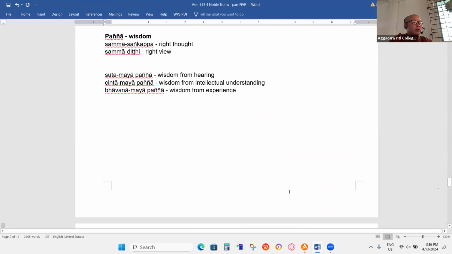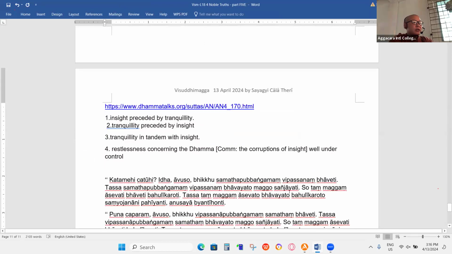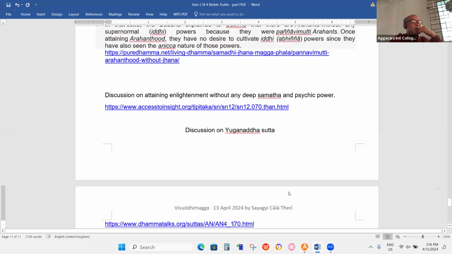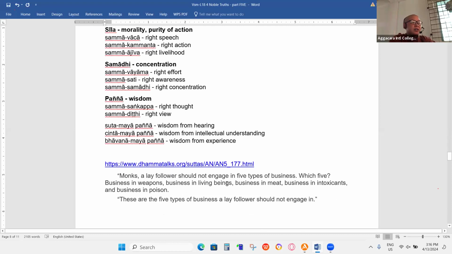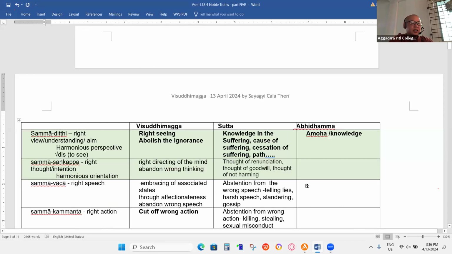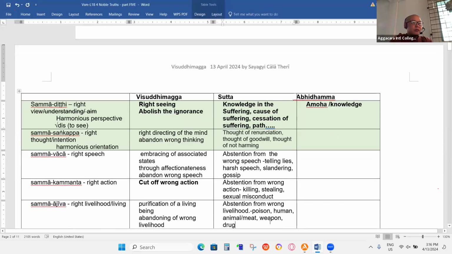I put some notes here. Where is it? I remember I copied and put the notes here. Okay, oh yeah, this one. Living beings, weapons, living beings, meat, intoxicant. Intoxicant and poison. So poison we have already, so intoxicant, all right? You can find this in the Anguttara book. Intoxicant and drug, I think, should be taken as being in the nature of making the mind more confused. And this one we can put as intoxicant also.